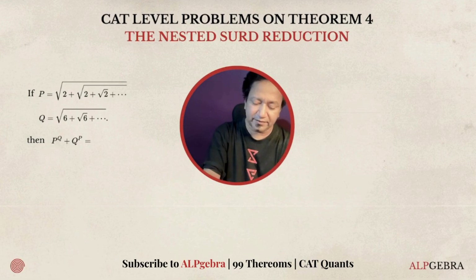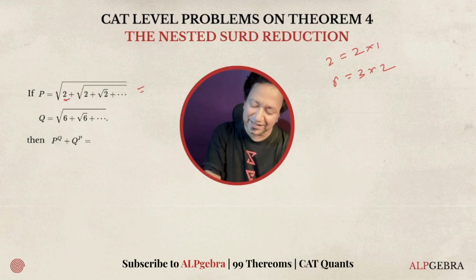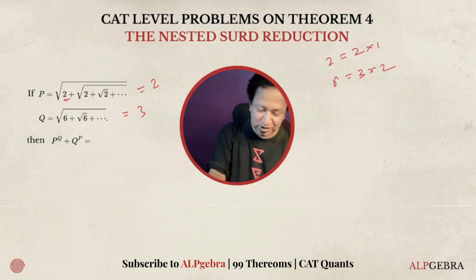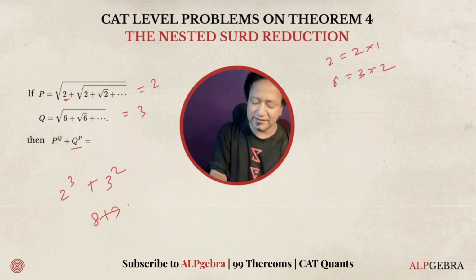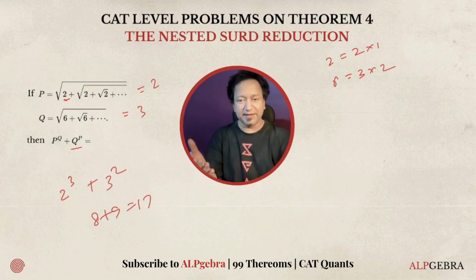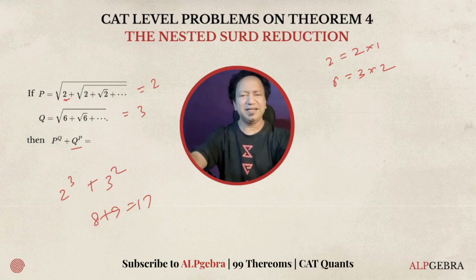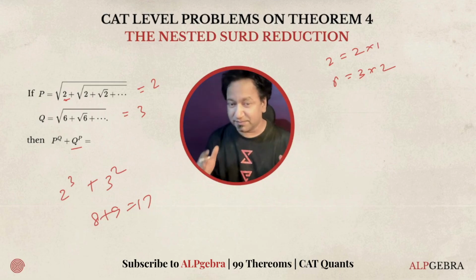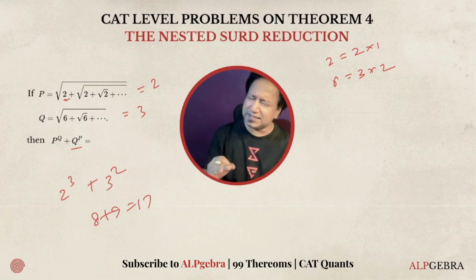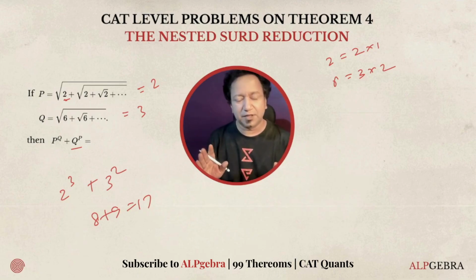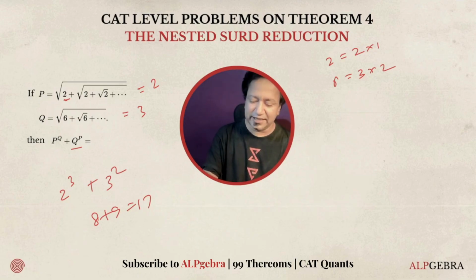So P here, what is 2 exactly? 2 is 2 into 1 and 6 is 3 into 2. That simply means that the value of P is 2 and that of Q is 3. So P to the power Q is 2 cube, and Q to the power P is 3 square. 2 cube is 8, 3 square is 9. The answer is 17. Even when I'm telling you, it took me 20 seconds. If someone doesn't have to talk and just solves it, you can do it in 10 to 15 seconds. Even if people know this, they will take 2 minutes or 1.5 minutes at least. But now you will do it in 10 to 20 seconds.